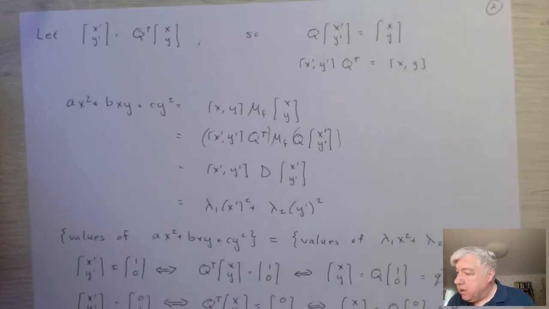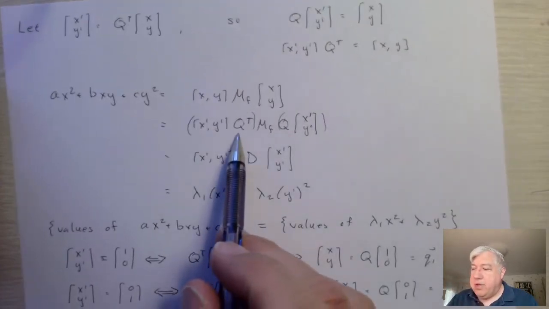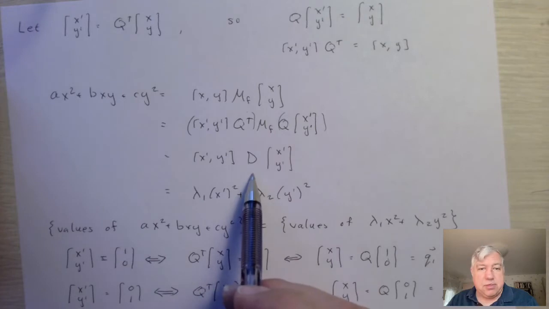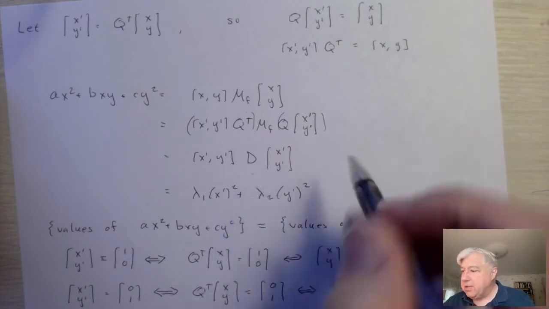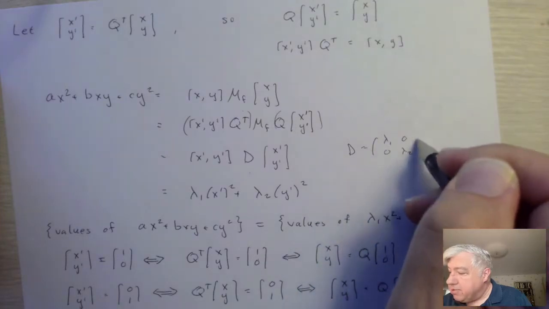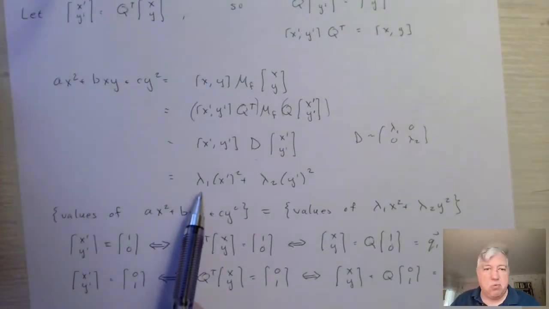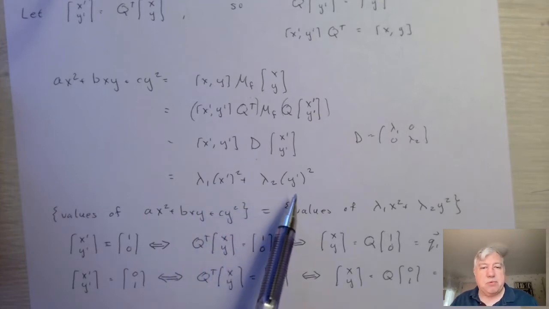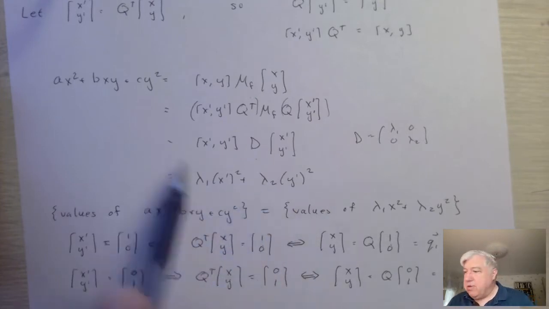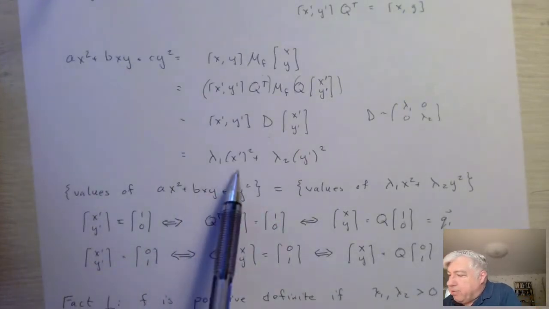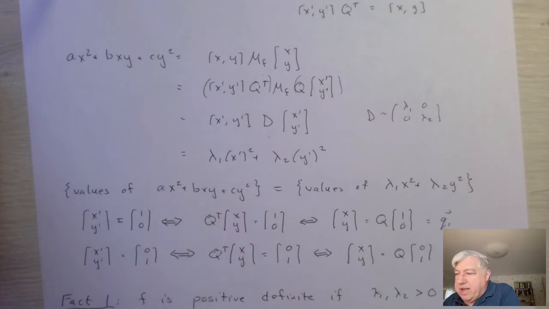Okay, but then Q^T M_f Q is just equal to D, the diagonal matrix. And remember, D is lambda 1, 0, 0, lambda 2. So then this just becomes lambda 1 times x prime squared plus lambda 2 times y prime squared. Okay, so this is very important, we've essentially eliminated the xy term.